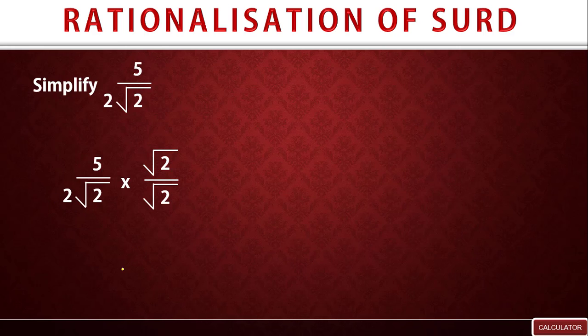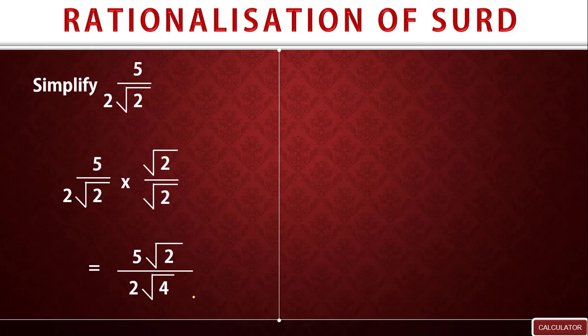The next thing to do will be to multiply the numerators, 5 times root 2, and that will give us 5 root 2. Then all over, here we have root 2 times root 2, that will give us 4. So we have 2 root 4 there. You got that?